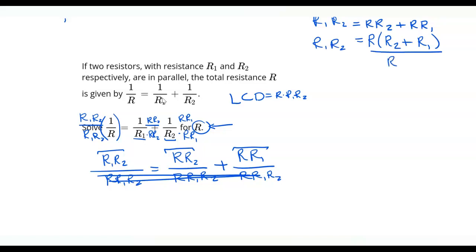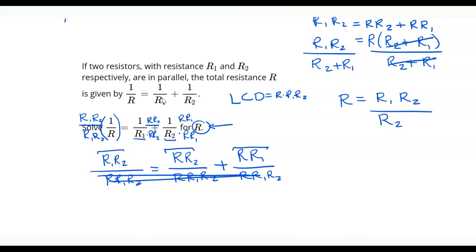So divide, we get r2 plus r1. Those two cancel, and our final answer we end up with is r equals r1 times r2 divided by r2 plus r1. Similarly to the last problem, because this is a binomial, this has to either cancel altogether, and so we won't be able to simplify it with the numerator. So that would actually be the final answer.